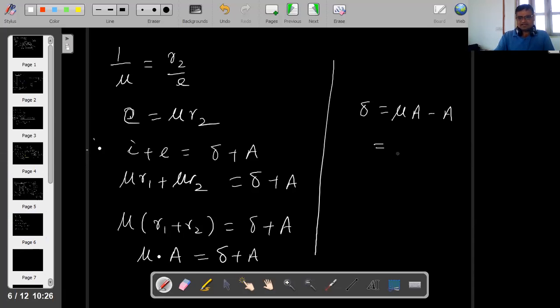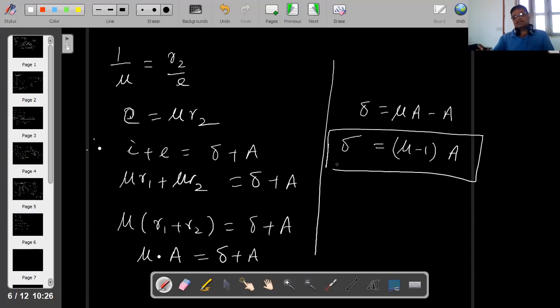Now you can take A common: delta is equal to mu minus 1 into A. This is the expression for small angle of incidence, meaning 1 degree, 2 degree, 0.5 degree, like this. For large angles, this cannot be applied. This is applicable for small angles.